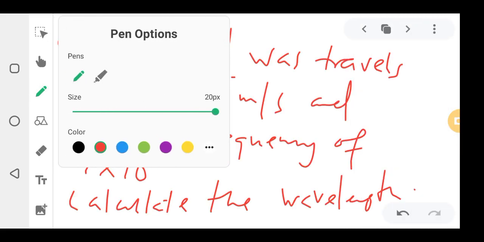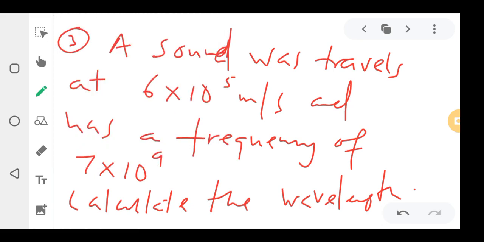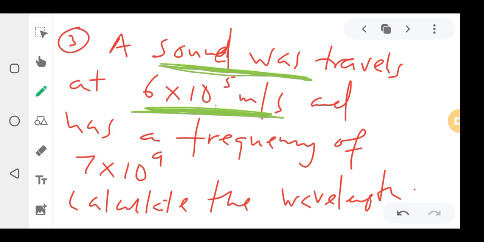Now you look at this. Have you seen this? This one is different because they have given you the speed. So you don't use 3 times 10 to the power 8. Why? Because the speed is already given, and it is a sound wave. Sound wave, the speed is different because sound wave is not part of those 7 waves. I said when it's those 7 waves, that's when you put 3 times 10 to the power 8. But since it's sound wave, you use 6 times 10 to the power 5, since that's the one they've given you.